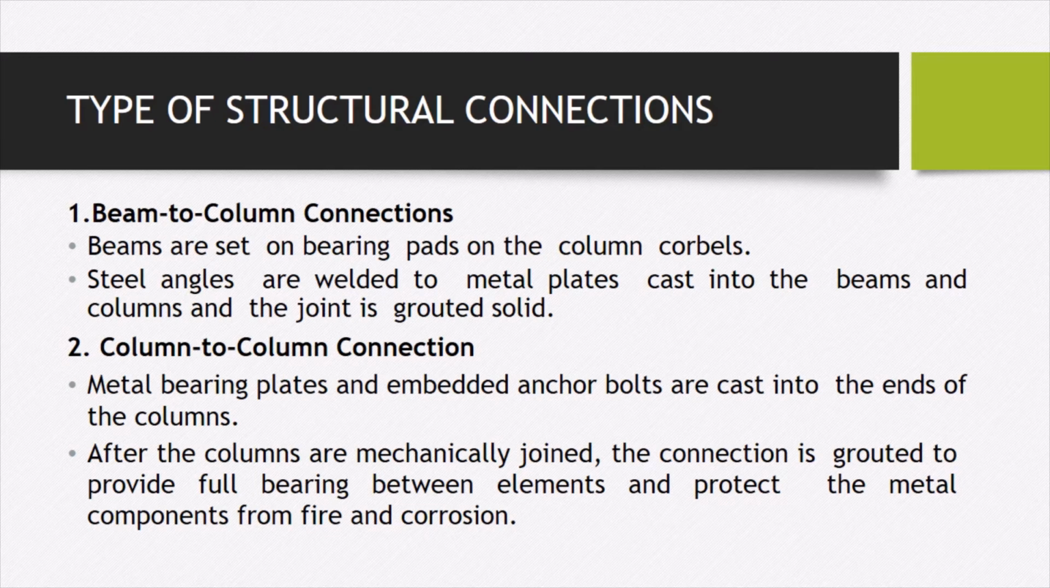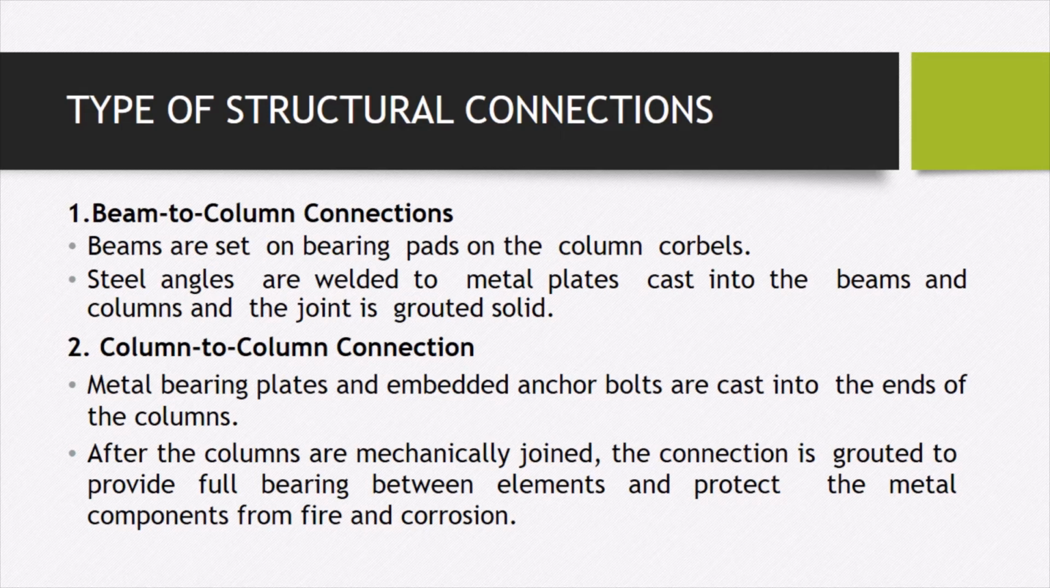If you are going to connect the beam and column, the column has some corbel structure in it. You are going to place the beam above the corbel, and in between that you place some bearing pad, which is like an elastic medium. Steel angles will also be welded to the metal plates. By that you connect the beam and column, and the gap in between is grouted and becomes a solid medium. So by this the beam to column connection is done.